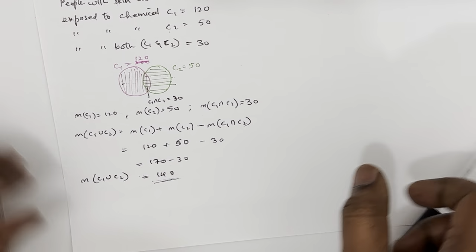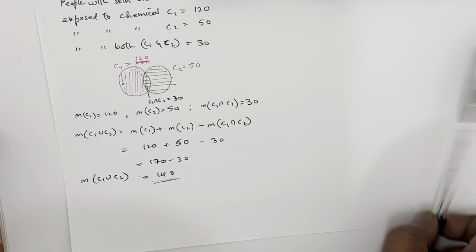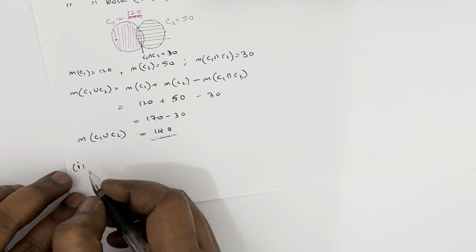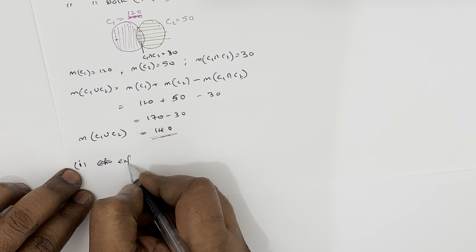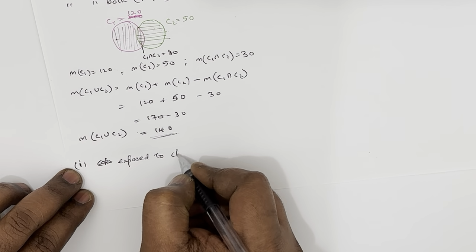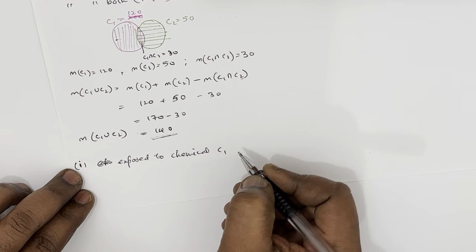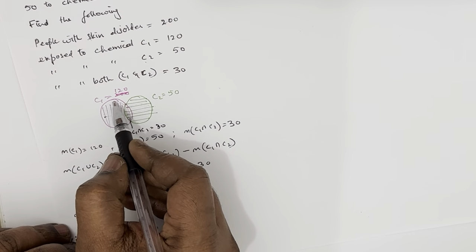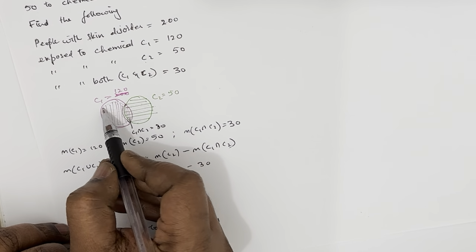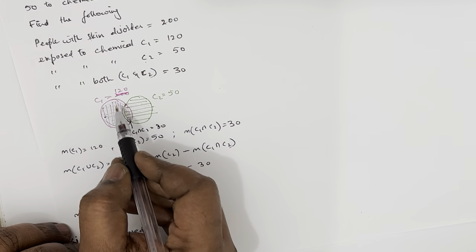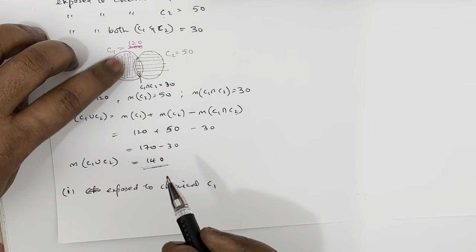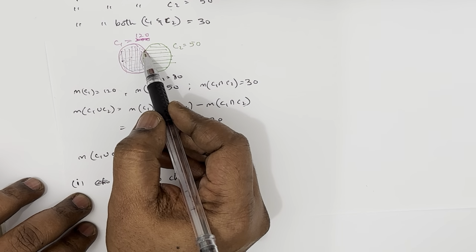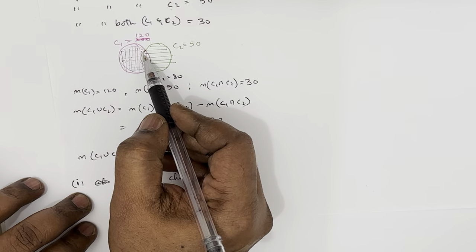Now the first question: exposed to chemical C1 but not chemical C2, only exposed to chemical C1. That is this part, only the pink part. These are the people who are exposed only to C1, so that is the total minus the intersection part.